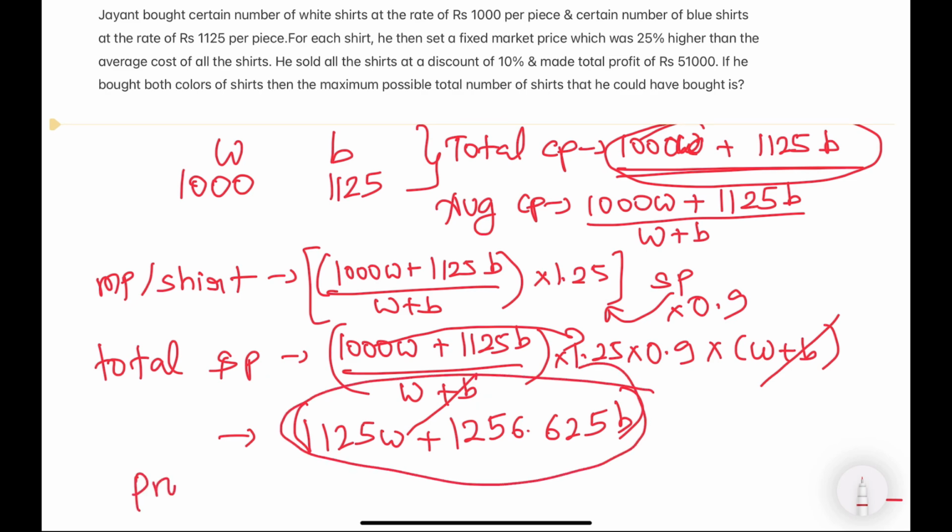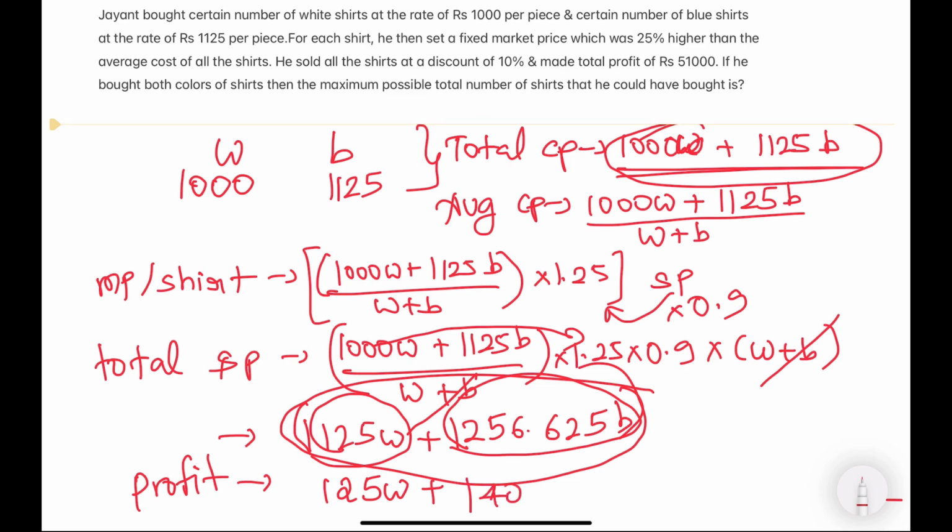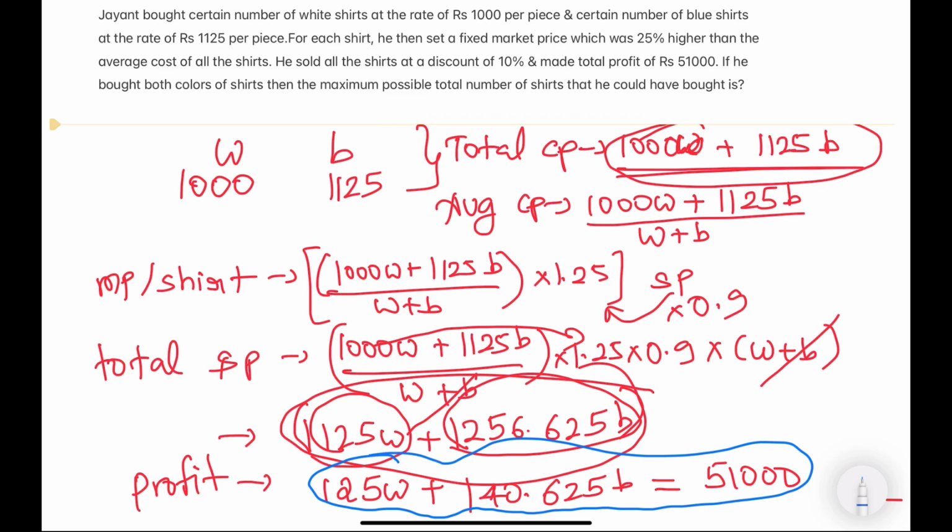So the profit will be 1125 W minus 1000 W is 125 W, plus 1265.625 B. From this you subtract 1125 B. That gives us 140.625 of B, and the question tells us this profit is worth 51,000. So now we get rid of everything completely and we focus only on this one equation: 125W plus 140.625B is 51,000.